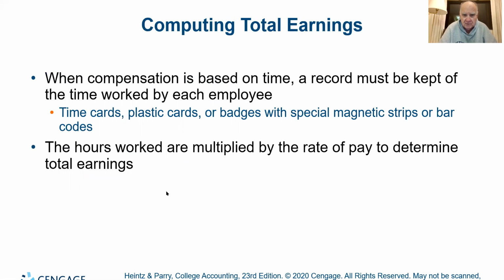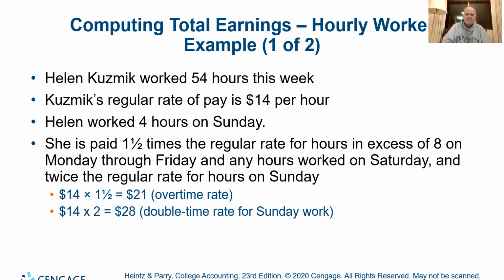So let's see what we have here. When compensation is based on time, a record must be kept of the time for each employee. And maybe the company collects the hours worked with time cards, plastic cards, swipes, badges or something. And the total hours worked are multiplied by the rate of pay. Nothing you don't know, okay? Let's take a look at different types of payments in terms of when people get paid. Helen Kuzmic worked 54 hours this week. Her regular pay is $14 an hour. So she worked 54 hours. And look at this. In those 54 hours, she worked 4 hours on Sunday.